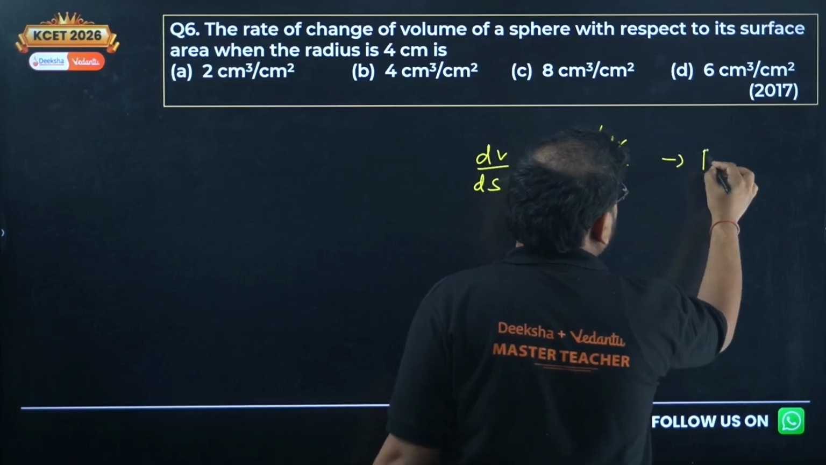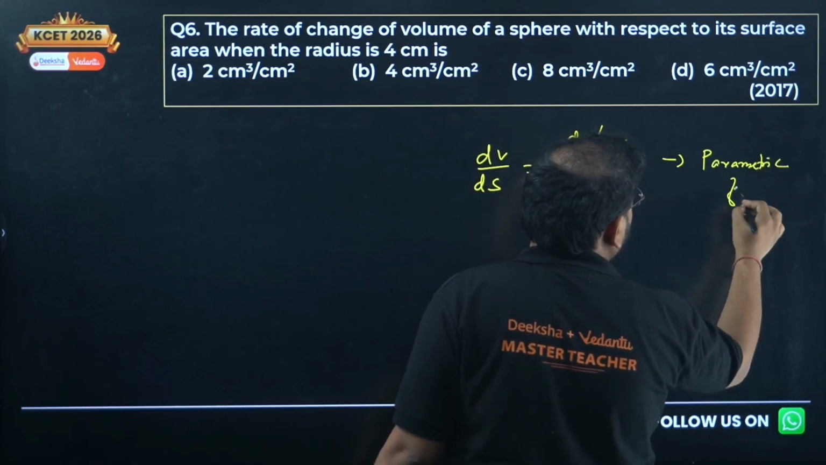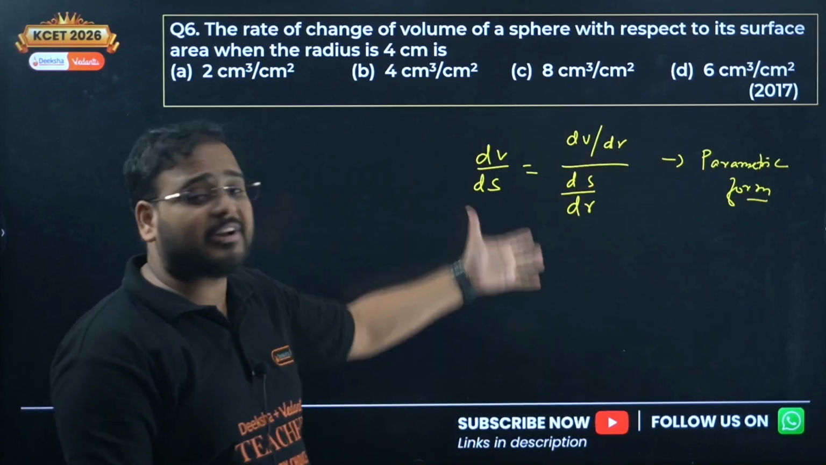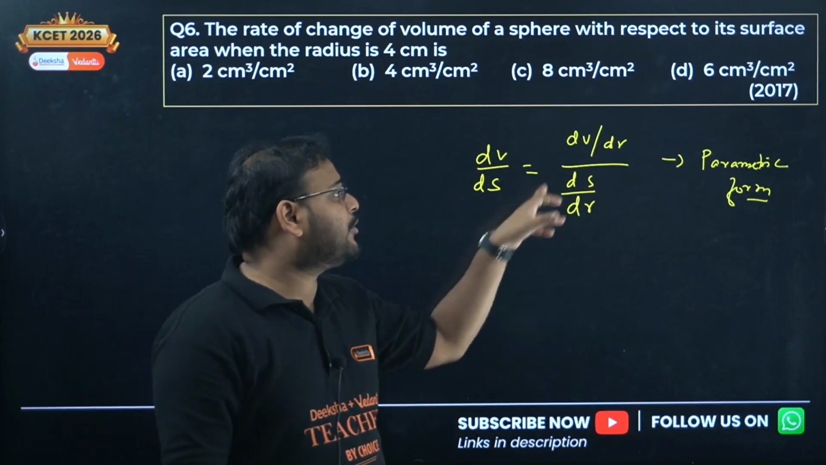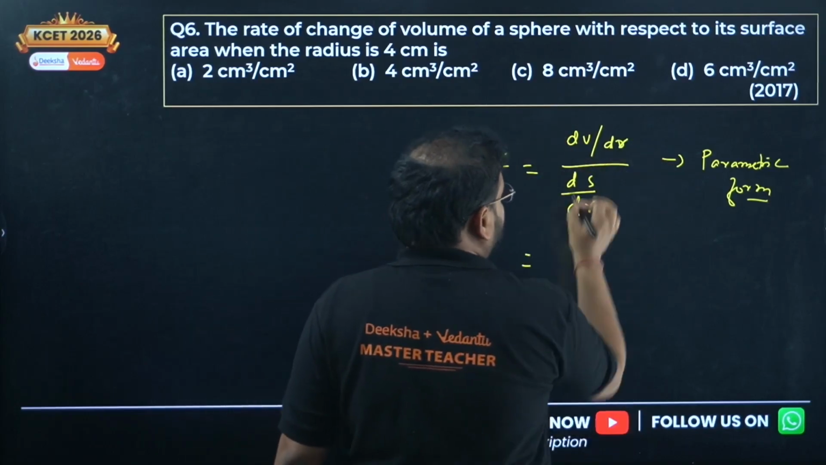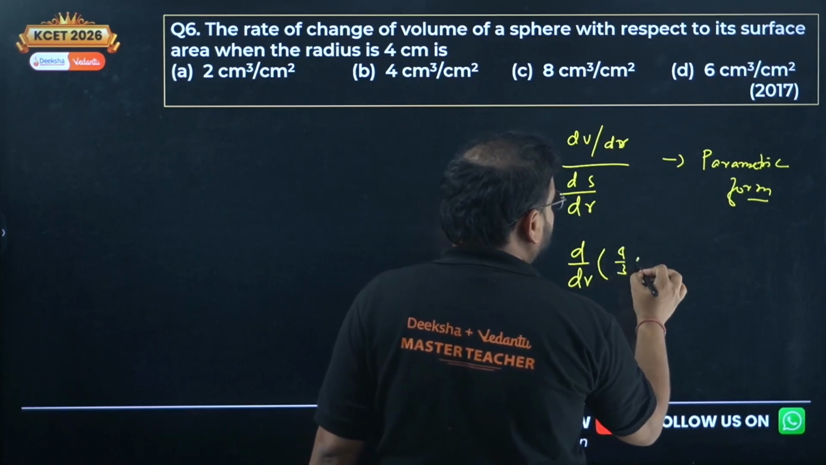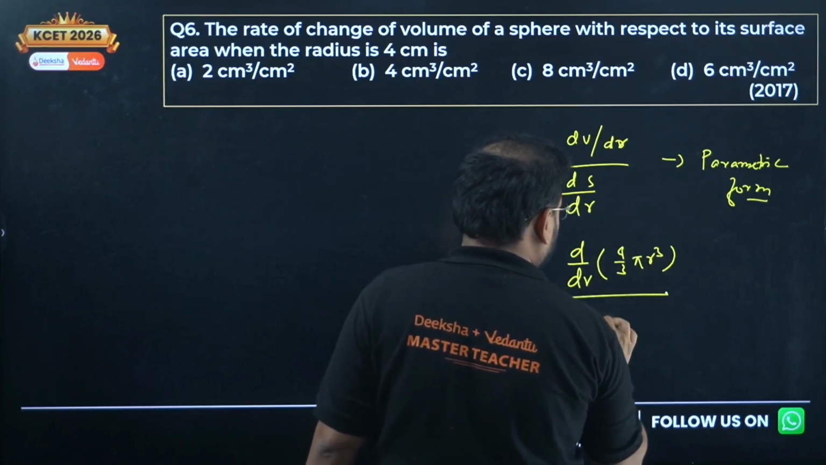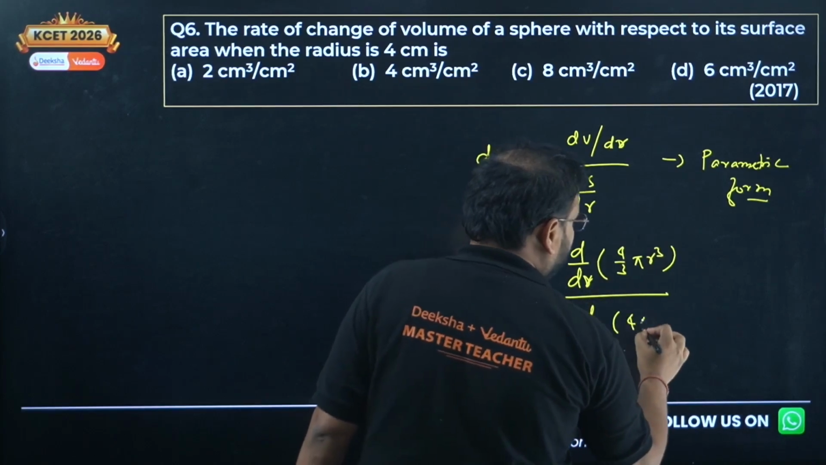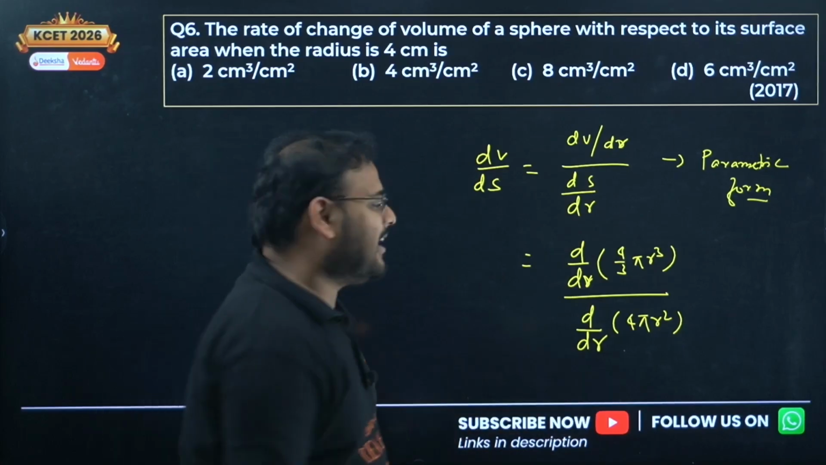This is a case of simply parametric form, sir. If somebody knows the derivatives properly, they know this is a piece of cake. This is a question of parametric form. I know you can differentiate V by S, but you can differentiate V by R and S by R. This is R, I hope you get it. Differentiate this, you'll get the derivative of volume, which is 4 by 3 pi R cube, by the derivative of surface area of the sphere, 4 pi R square.